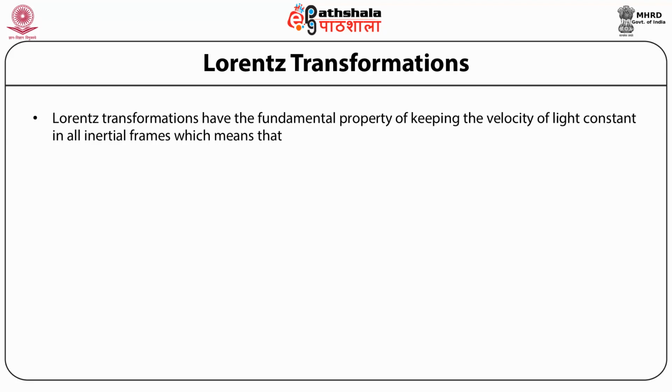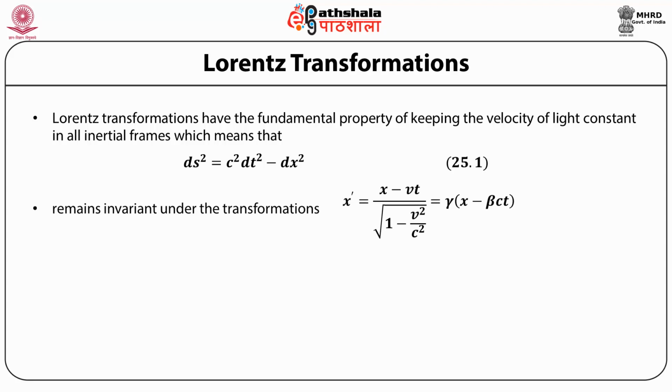Lorentz transformations have the fundamental property of keeping the velocity of light constant in all inertial frames, which means that ds square is equal to c square dt square minus dx square, which remains invariant under the transformations x prime is equal to x minus vt divided by square root of 1 minus v square by c square. This is equal to gamma times x minus beta ct. y prime is equal to y and z prime is equal to z.